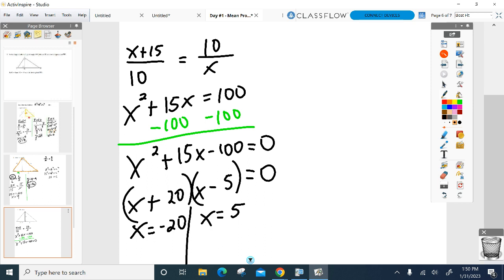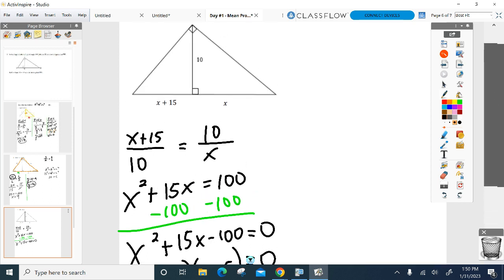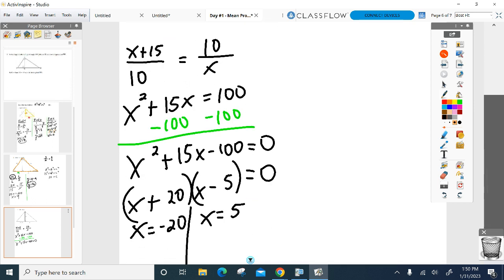Did we have a diagram? Then I have a problem when I plug in one of my answers there. If I have a diagram, guess what's getting the boot? Negative 20 is gone, 5 remains. And it said find x, right? Just check. Yep, solve for x.